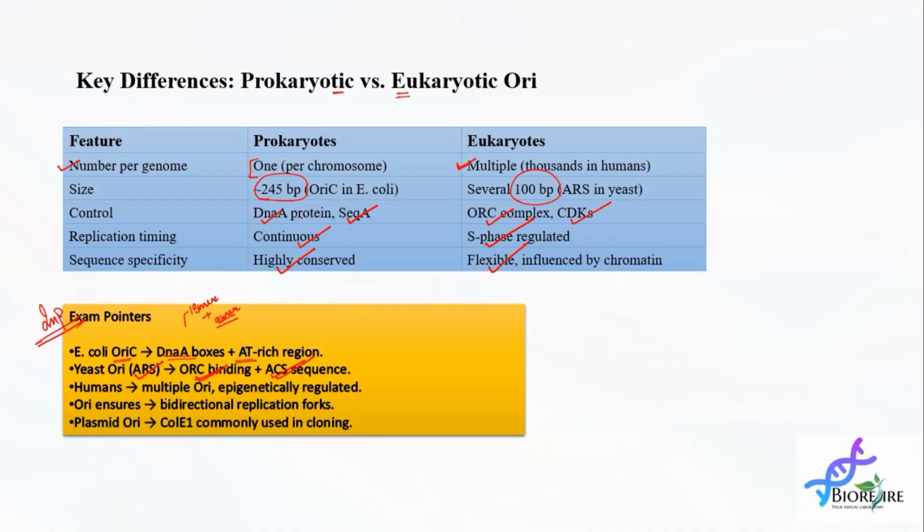In case of humans, there are multiple ORI regions with epigenetic regulation. ORI ensures the bidirectional replication fork. In plasmids, the ORI is commonly used for cloning purposes. And these are the most important pointers from the exam point of view.